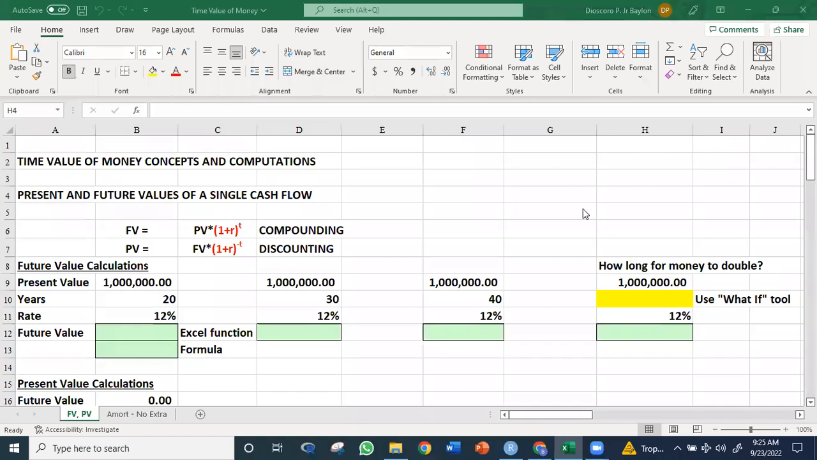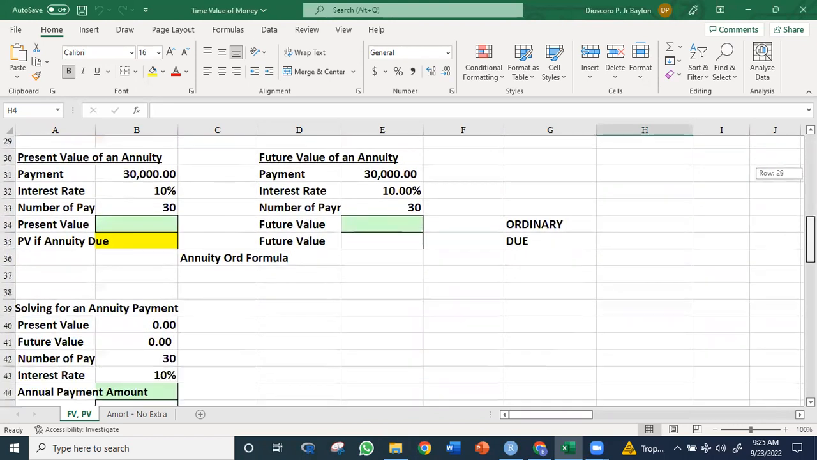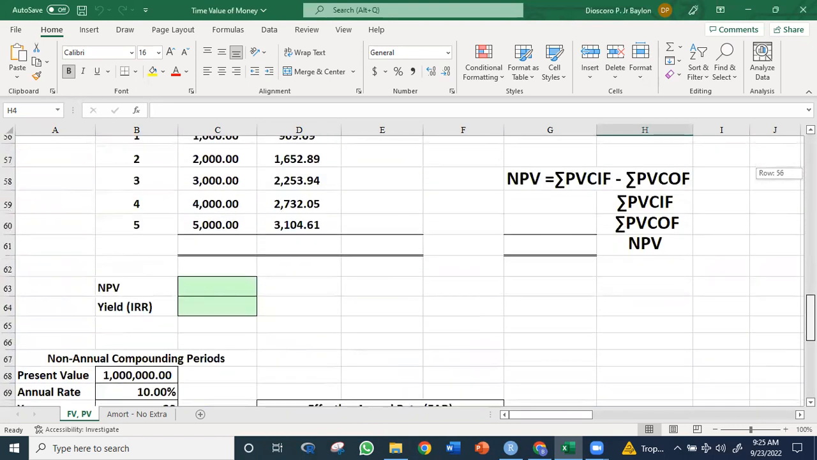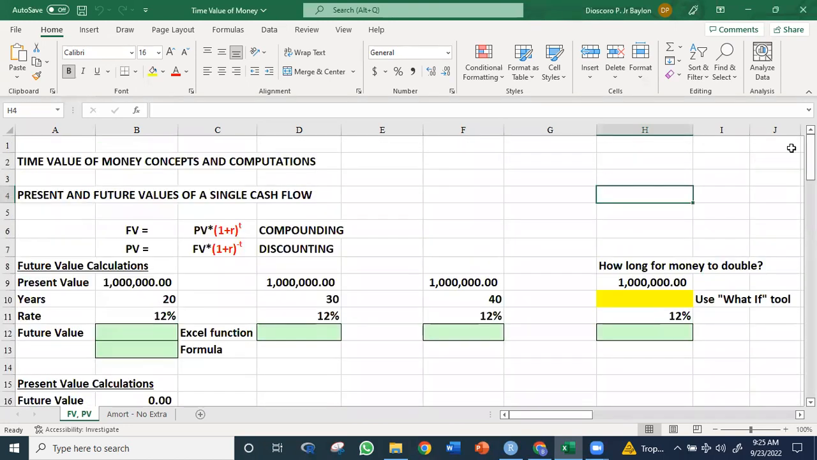Today we're going to learn about time value of money concepts as we learn about how to compute for present values, future values, annuities, amortization, and we're going to make use of Excel. Since this is fully online, we will have no problem with that. So let's first take a look at the concept of computing for the present and the future values of a single cash flow.